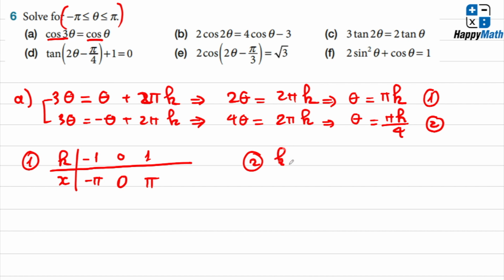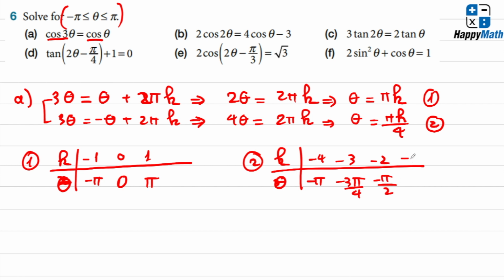And the second one you got k and theta here. Sorry, this is not x, this is theta. And about this one you got minus 2, minus 4 is possible. Minus 4 you got minus pi, minus 3 you got minus 3 pi over 4, minus 2, minus pi over 2, minus 1 is minus pi over 4, 0, 0, 1, pi over 4, and go on.